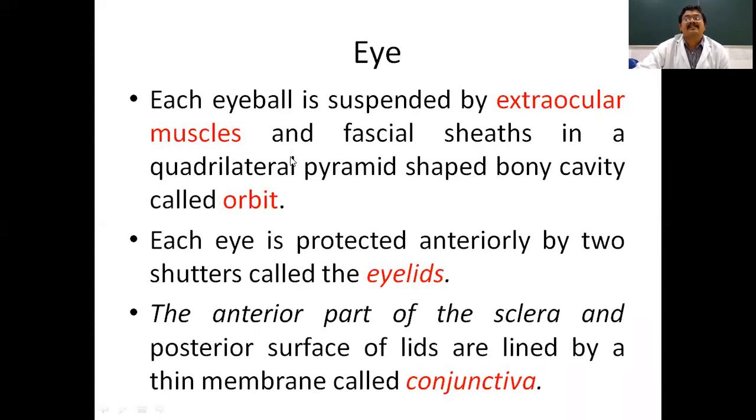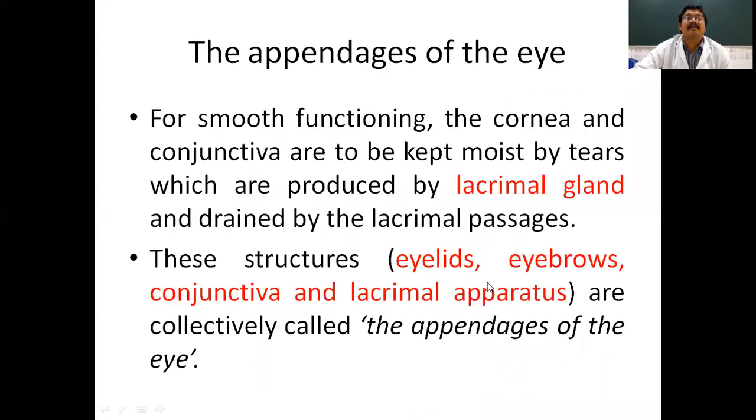The eye is suspended by the fascial sheaths and the extraocular muscles in a quadrilateral pyramid-like bony structure called the orbit. It is protected anteriorly by 2 lids, shutter-like lids. The anterior part of the sclera and the posterior surface of the lids are lined by the conjunctiva, a mucous membrane.